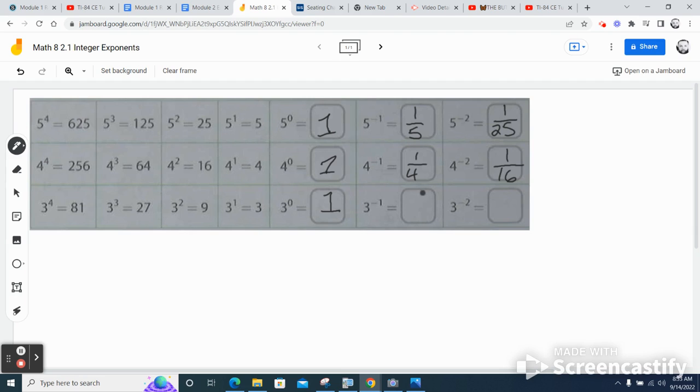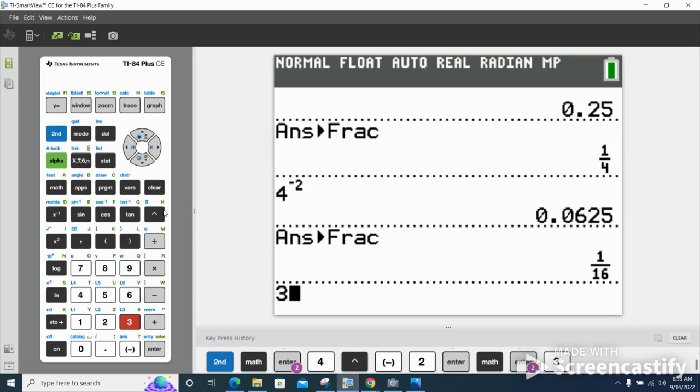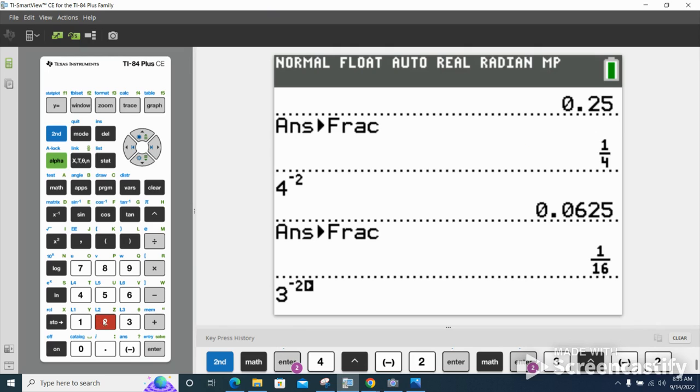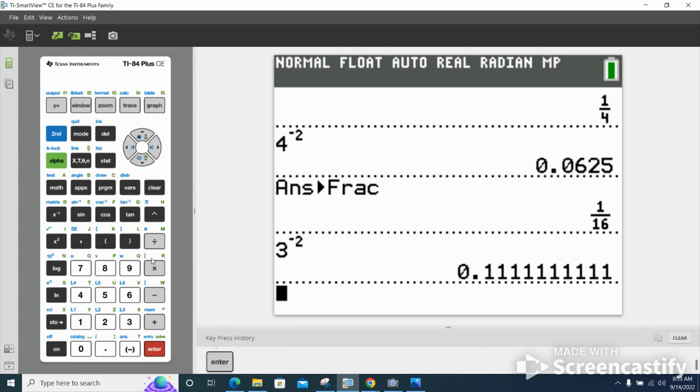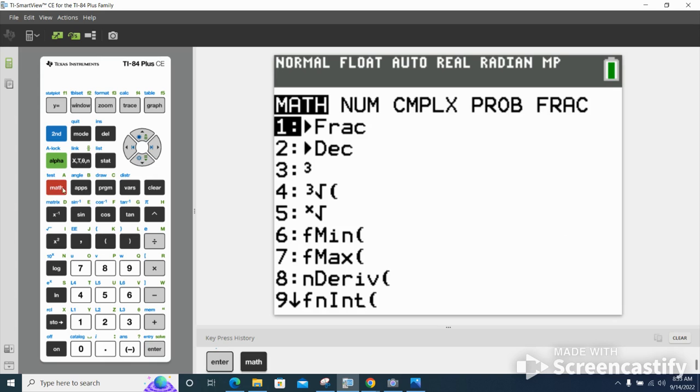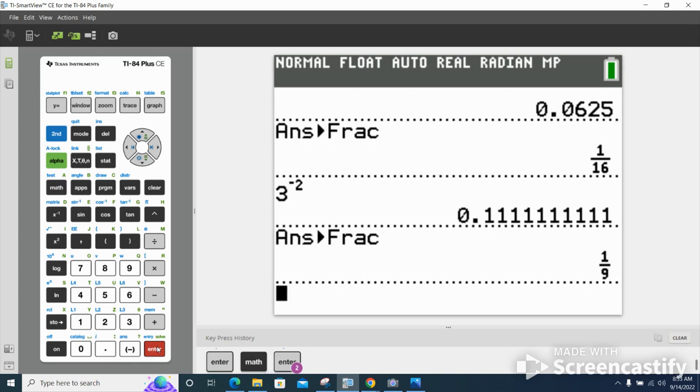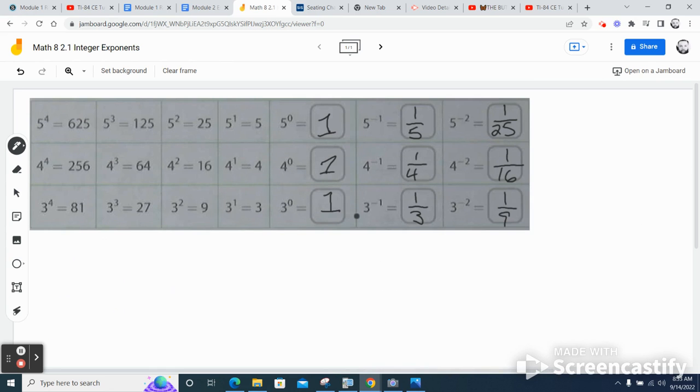What do you think I'm going to put in here? 1 over 3. And what do you think I'm going to put in here? 1 over 9. Now, how do we verify that? Calculator. So I'm going to just do the last one. I'm going to say 3 to the negative 2. You get this crazy thing, right? And then I'm going to convert that to a fraction, and it is, in fact, 1 over 9. So this is a property of exponents. By the way, just for some fun, what would you say is 5 to the negative 4? What do you think that is?